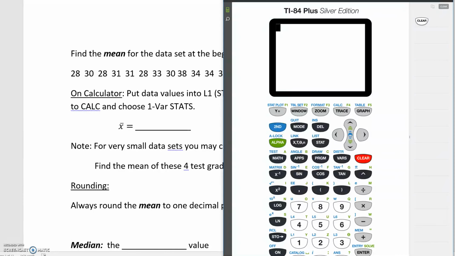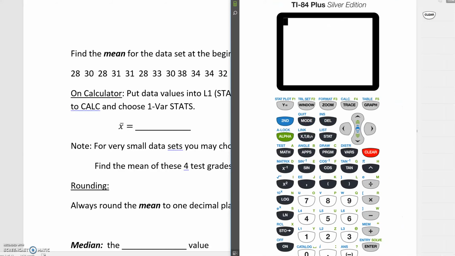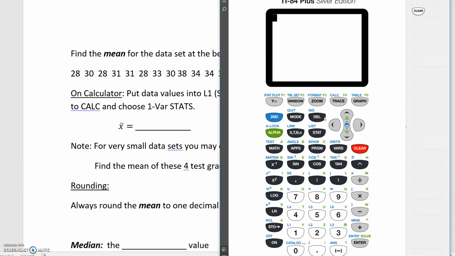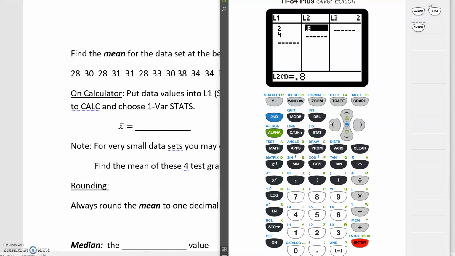So I brought up a graphing calculator, a TI-84. The 83 would work very similarly. Whenever we're putting data into the calculator, we're going to hit the stat button, and we're going to hit edit. Okay, and we're going to put data into L1. If you need to clear out your list, you're going to go up and hit clear and then enter, and that will clear it for us. So now we want to put these data values in. So you put the data value in. The first one's 28. We hit enter.